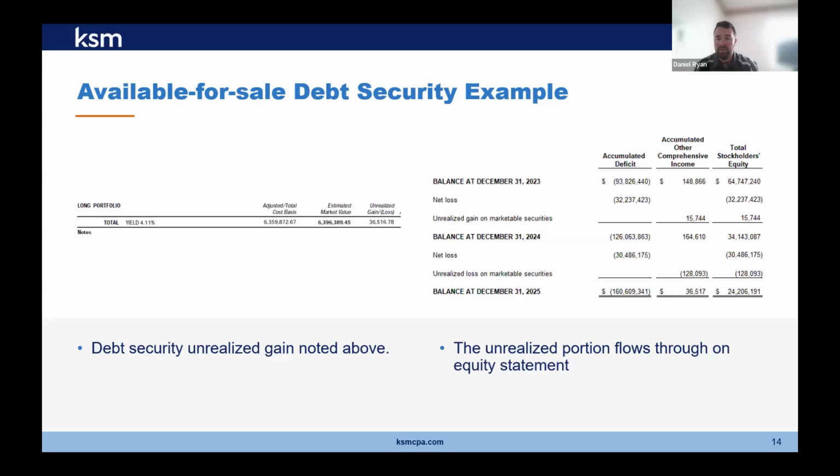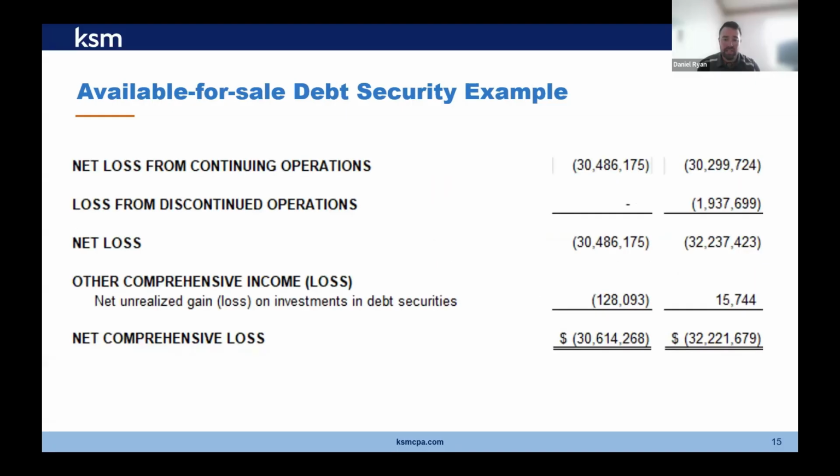When we think about the income statement impact of these items, we've got this unrealized loss on marketable securities in the AOCI column. In the next tab here, we're going to see that same $128,000 amount flow through in the OCI amount. If we think back to the original income statement example that we presented, we've got the sales all the way down to the net loss that the company incurred. We have this other component of OCI.